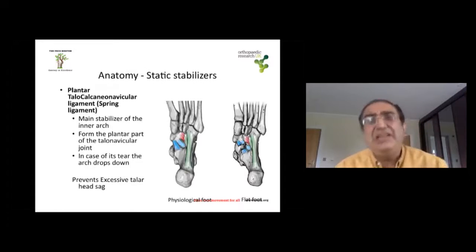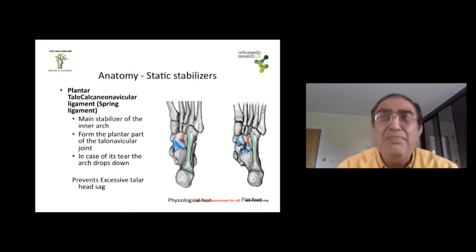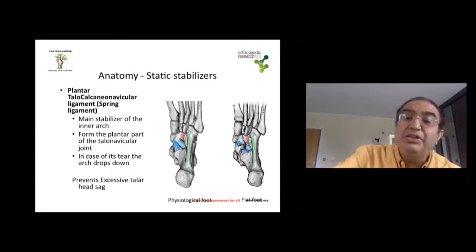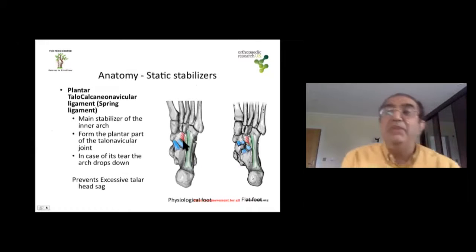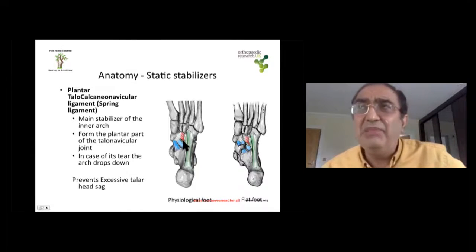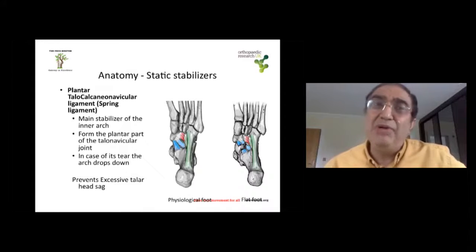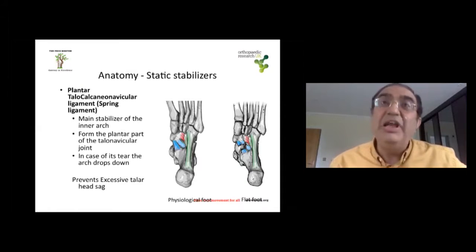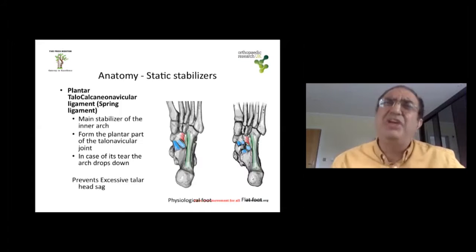So amongst the static structures, the most important you should know about is the spring ligament. And this is really important in the understanding of the management of flat foot. So the spring ligament, also called the plantar calcaneonavicular ligament. And if you look at the diagram there, you can see the two bands there. And these are the spring ligament. They basically go from the sustentaculum tali of the calcaneum right to the navicular. And they actually act like a hammock supporting the talus. So essentially, it is the plantar part of the talonavicular joint, the plantar medial part of the talonavicular joint. And this is a very important static stabilizer of the medial arch.